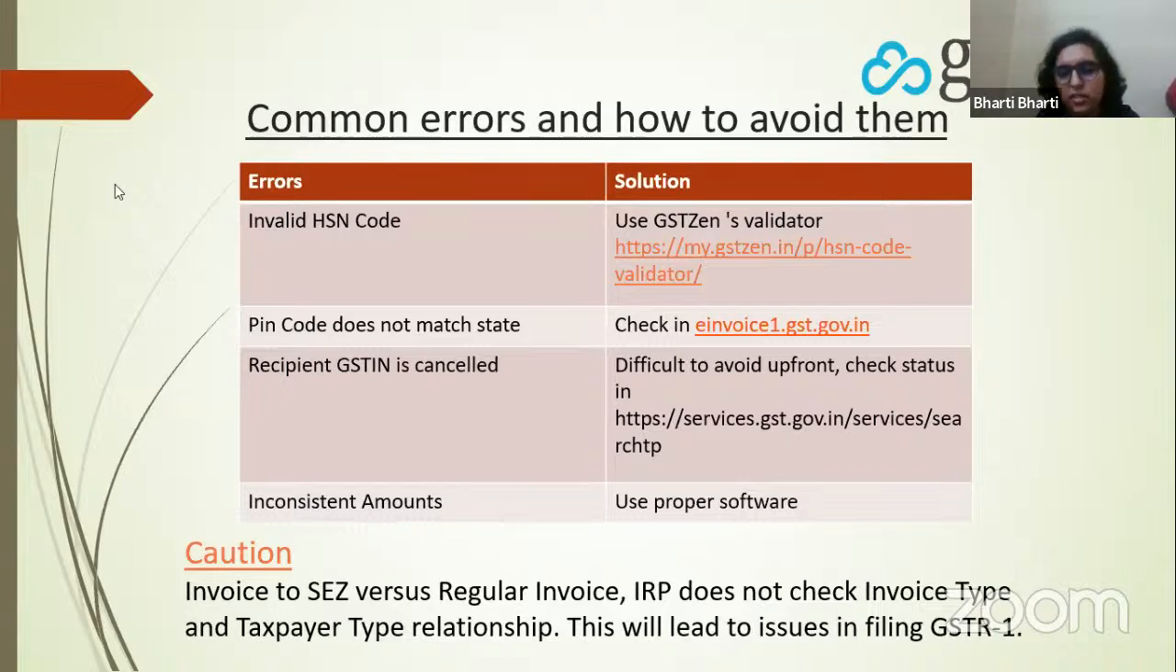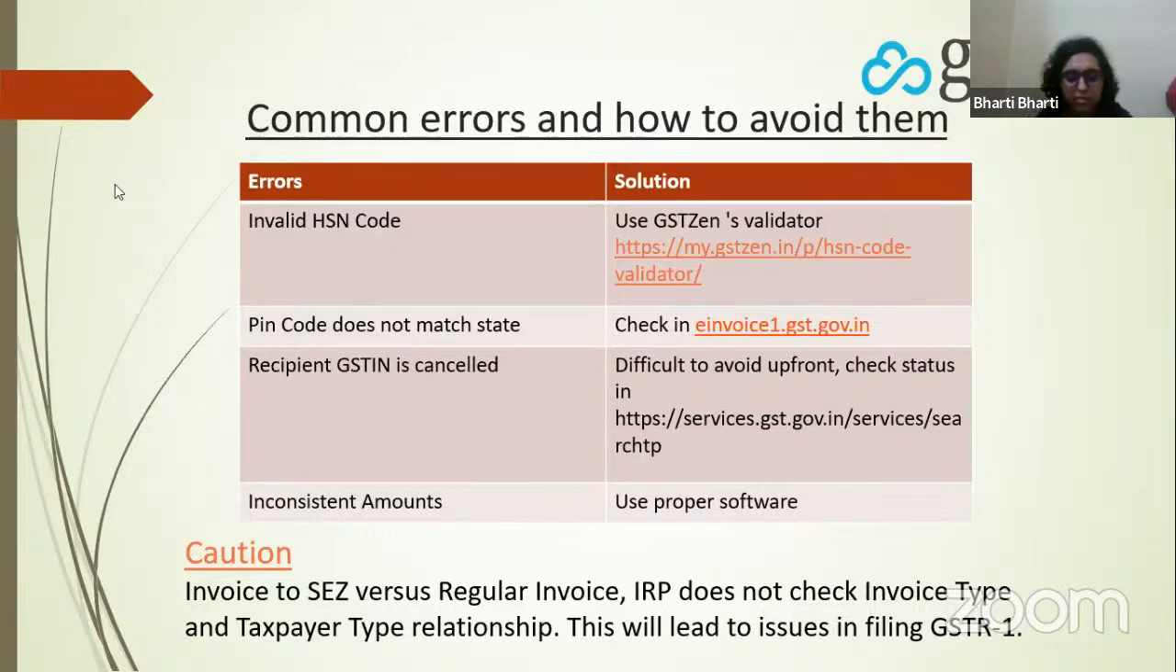Recipient GSTN is cancelled. So you have to check whether a GSTN is still active before generating an e-invoice, since a B2B invoice cannot be generated for an inactive GSTN. Hence, the e-invoice cannot be generated, because e-invoice is only applicable for B2B and not B2C. If your amounts are inconsistent, I would recommend that you use a software, because when you are doing everything manually, you are bound to make errors.